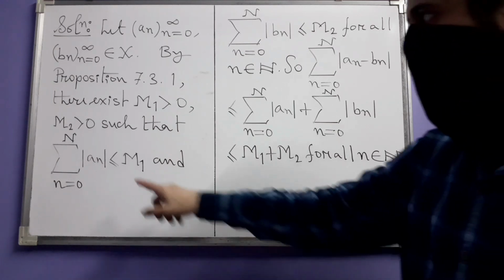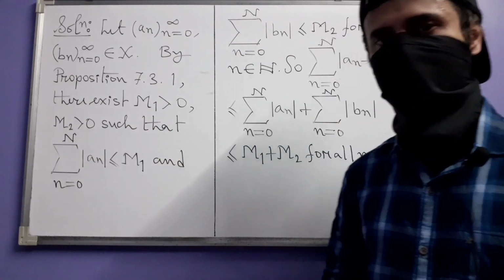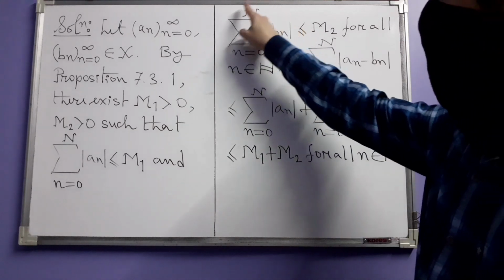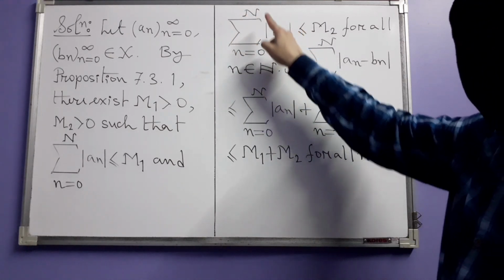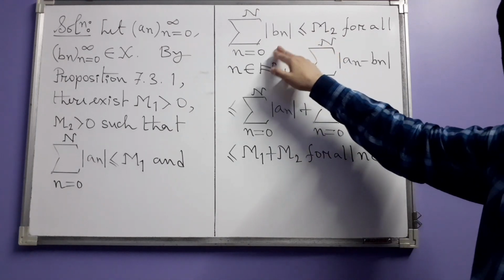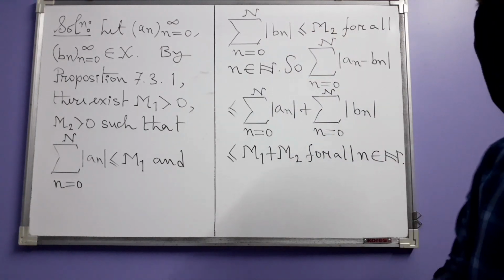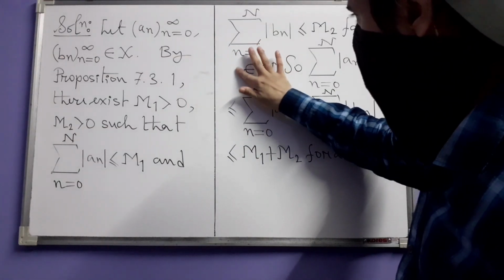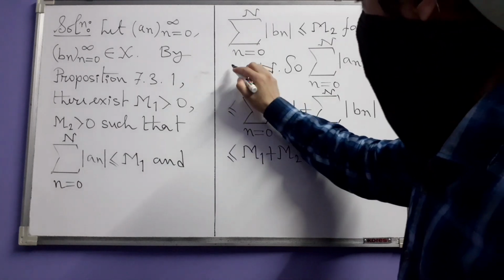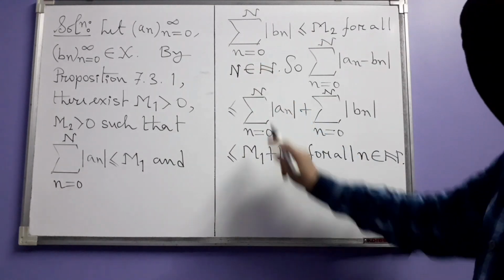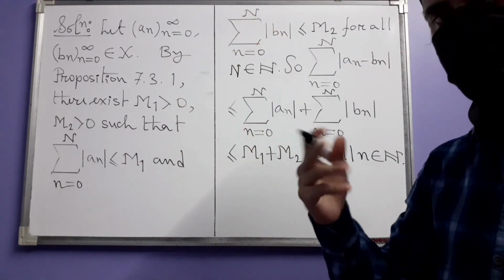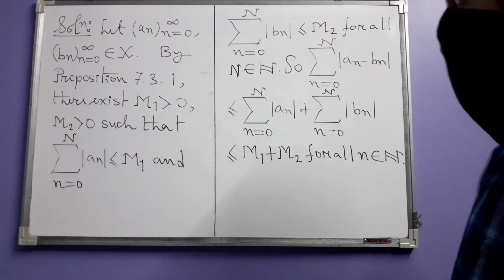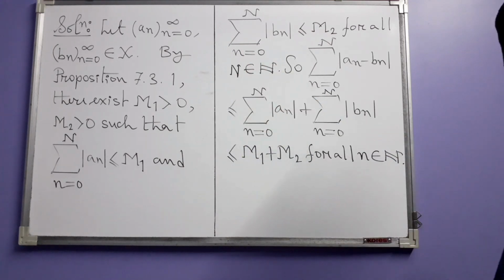And similarly, there exists also an upper bound for the sequence of partial sums of the second series, summation mod bn. And the partial sums are this, where n goes from 0 to capital N. These partial sums are bounded from above by m2, for all, okay, this is not small n, sorry, this will be capital N. For all capital N, because that's what we are varying, and when you vary capital N, you get the different partial sums. For all natural numbers capital N.